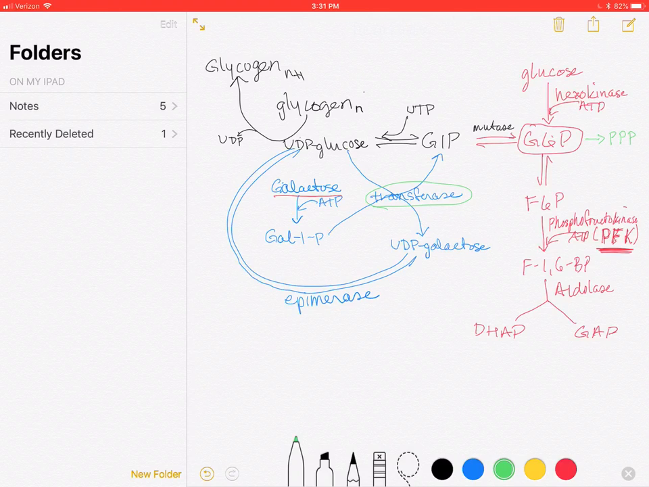So I just thought that was an interesting section in your book. And that will be it for this section.